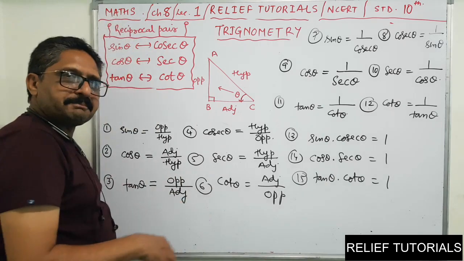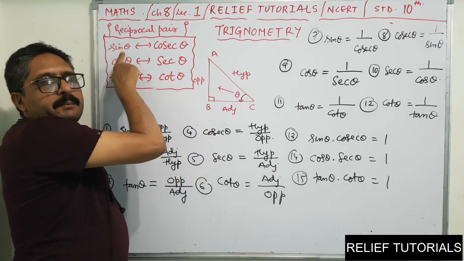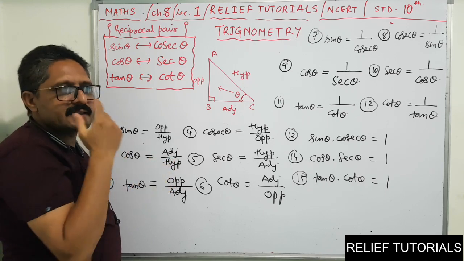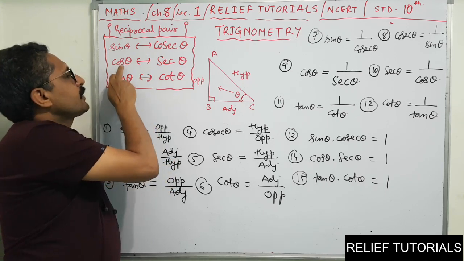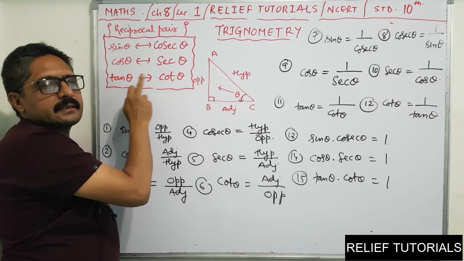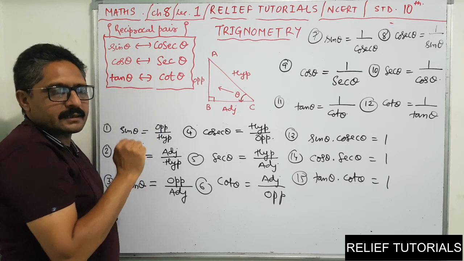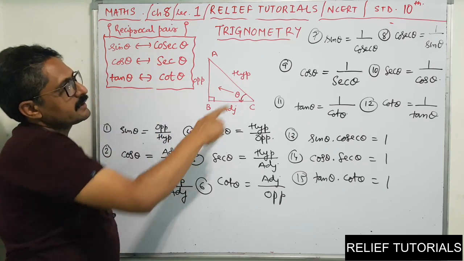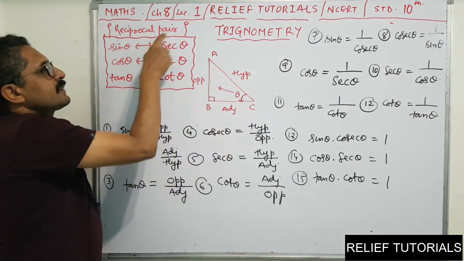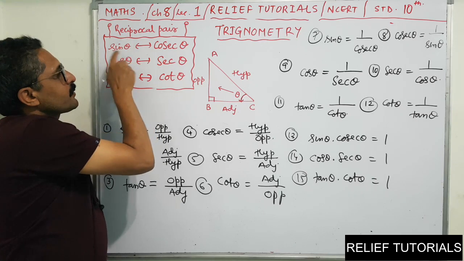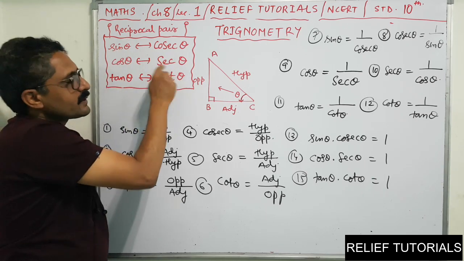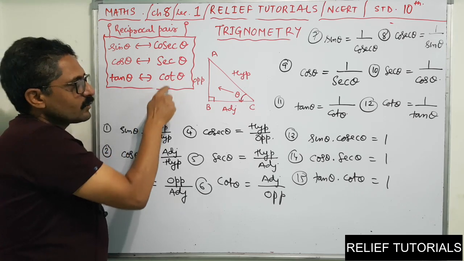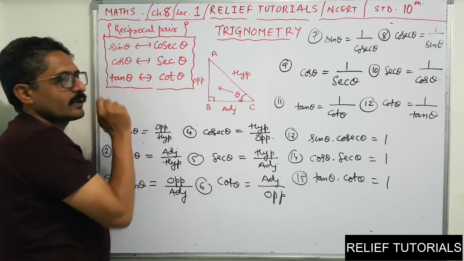So now come back. The reciprocal pair of sin is cosec. You have to remember this. It is very easy. The reciprocal of cos is sec, and of tan is cot. These are the reciprocals. So sin theta is equal to 1 upon cosec theta, cosec theta is equal to 1 upon sin theta, cos theta is equal to 1 upon sec theta, sec theta is equal to 1 upon cos theta, tan theta is equal to 1 upon cot theta, and cot theta is equal to 1 upon tan theta.